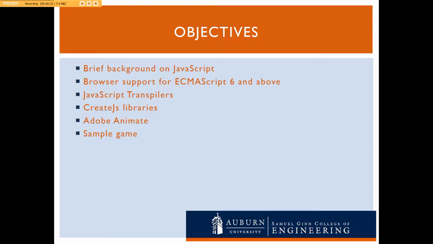Talk some about JavaScript transpilers, the Create.js libraries, that's the tools and libraries that I'll be using to create a game for you today. And Adobe Animate is a software tool used to create the graphics for the game. And then I'm going to walk through code on a simple counting game that I created for this presentation.